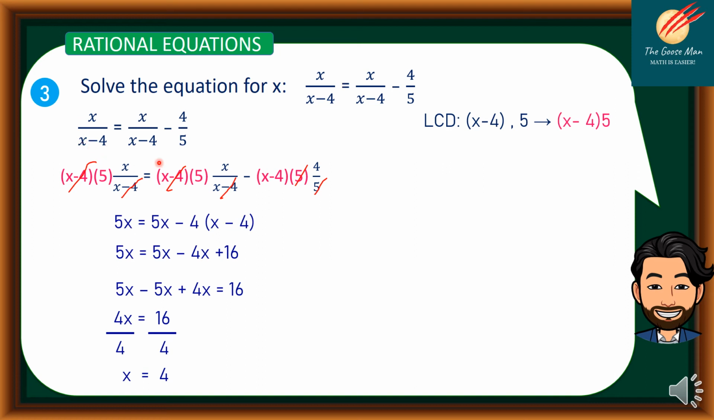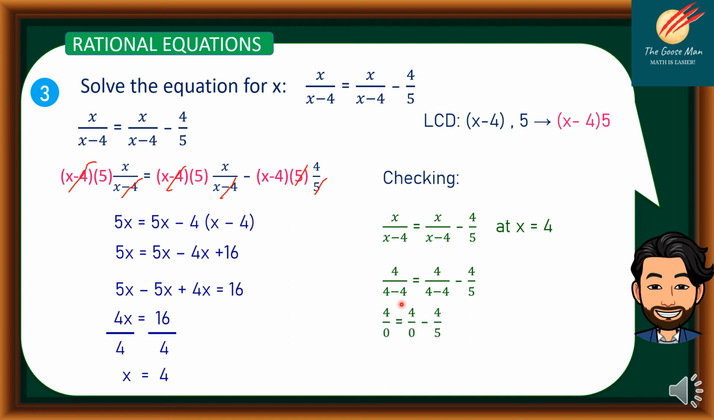Now to double check that, let's do the checking, guys. Here is the expression. If we substitute x is equal to 4, truly 4 over 4 minus 4 will become undefined. So even though we get the value x is equal to 4, this solution is what you call an extraneous solution. It means the denominator is equal to 0, or otherwise it will make this equation undefined.